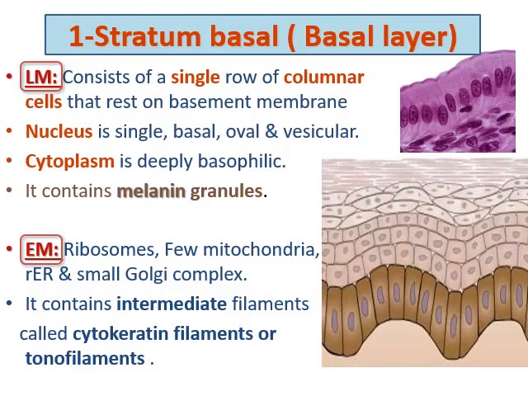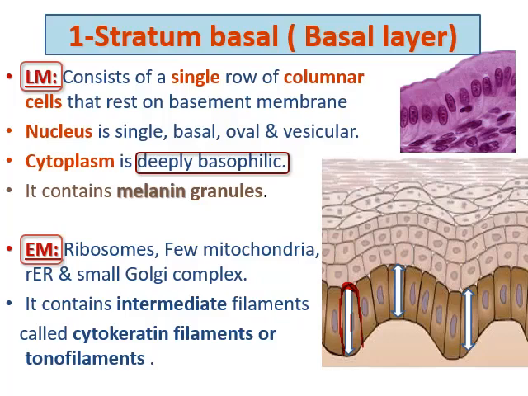The first layer of the epidermis is stratum basale. By light microscope, it consists only of a single row of columnar cells, as we see here, which is resting on the basement membrane. The nucleus appears as a single basal oval nucleus, and the cytoplasm is deeply basophilic and contains melanin granules. By electron microscope, it shows ribosomes, free mitochondria, rough endoplasmic reticulum, and small Golgi apparatus.